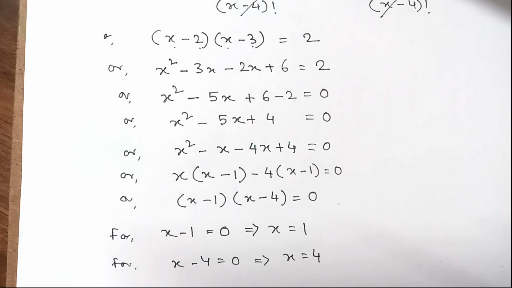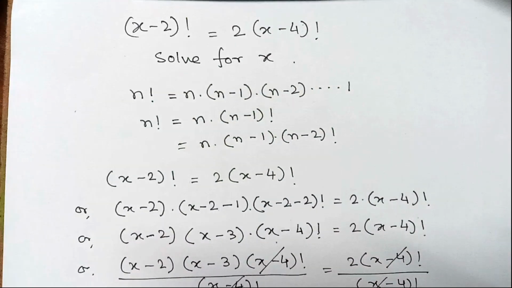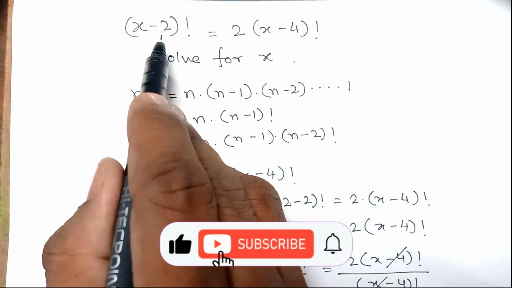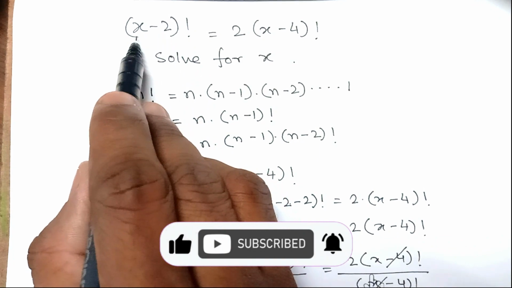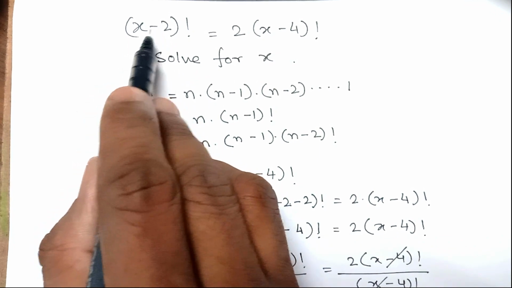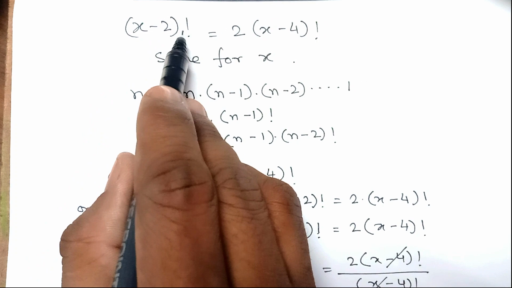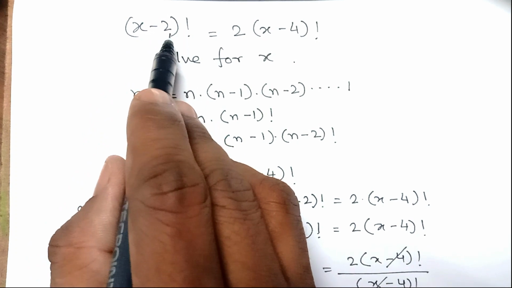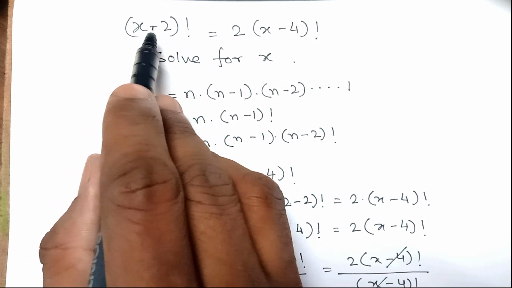Now going back to the equation given to us, if we put x = 1 in this equation, then the first term becomes 1 − 2, which is (−1)!. So it will be an invalid number. Hence x's value cannot become 1.